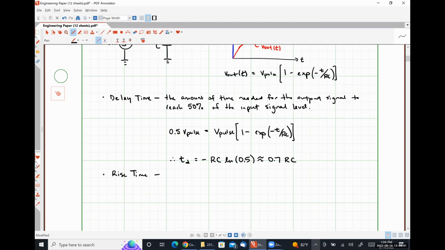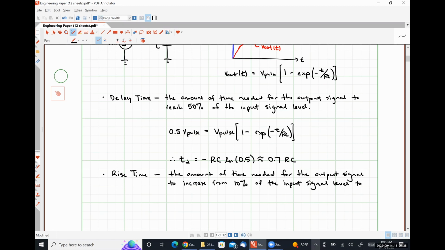We're going to define the rise time as the amount of time needed for the output signal to increase from 10% of the input signal level to 90% of the input signal level.